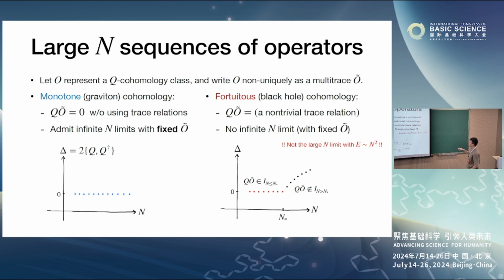But here, let me mention this point a bit more. For the monotone cohomology, they admit an infinite n limit with a fixed O tilde. But for fortuitous cohomology, there's no infinite n limit with a fixed O tilde. And I should stress that this particular infinite n limit I'm talking about is actually not the large n limit that usually we take to study black holes. In that case, usually we consider the energy scale like n squared. But if we fix the form of O tilde, then we fix the energy. So in this case, we consider fixed E, but taking large n. Even though this is not the usual large n limit we study for black holes, I will show you that this particular limit is also very important to understand black holes.